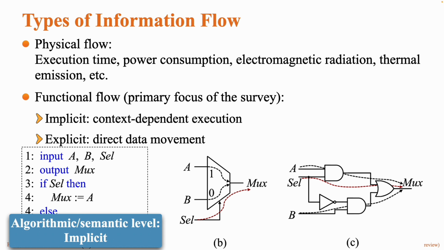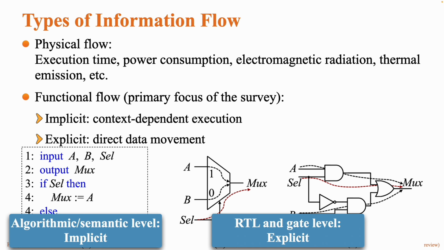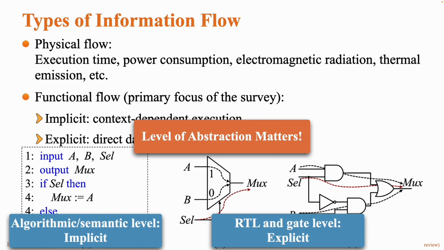What's interesting to me was that they are representing exactly the same thing. But A is at the algorithmic or semantic level of abstraction. B and C are at a much lower level of abstraction. And by lowering the level of abstraction, we can actually turn the same thing from an explicit flow into an implicit flow to explicit flow. So the level of abstraction really matters here.